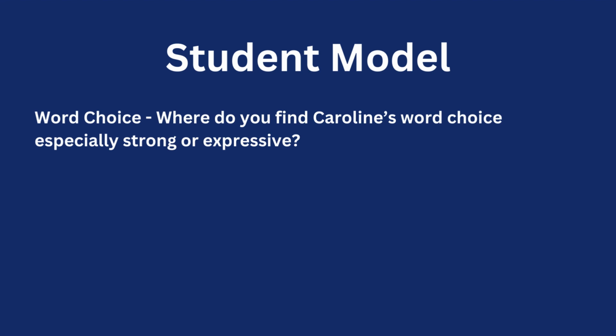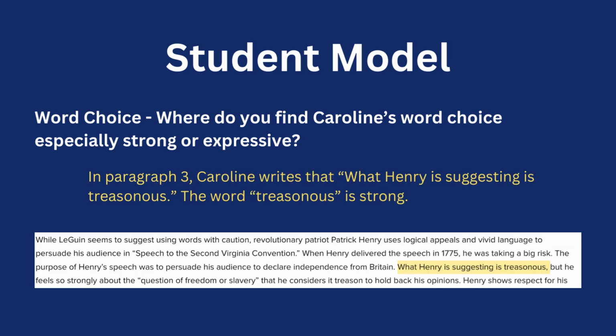Next, let's look at word choice. Where do you find Caroline's word choice especially strong or expressive? Caroline has a lot of great examples of strong word choices throughout her essay. But sticking with paragraph 3, Caroline writes that what Henry is suggesting is treasonous. The word treasonous is strong.